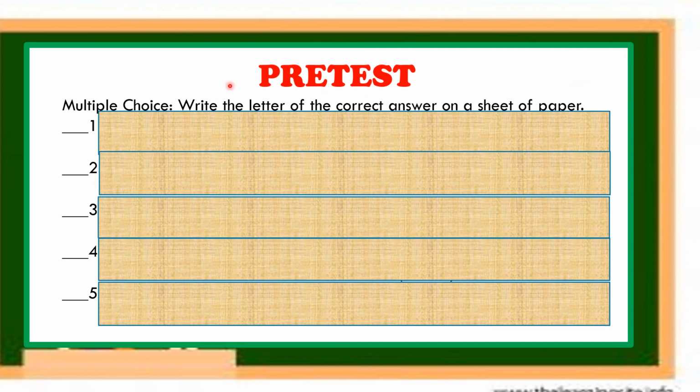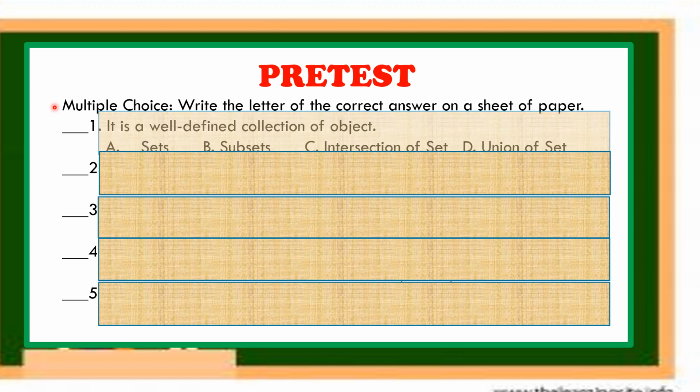We are in the pretest. We need to find what you know about the present lesson. Multiple choice. Write the letter of the correct answer on the sheet of paper. Number 1. It is a well-defined collection of objects. Letter A, set. Letter B, subset. Letter C, intersection of set. Letter D, union of set.